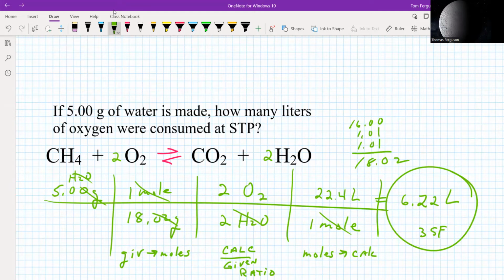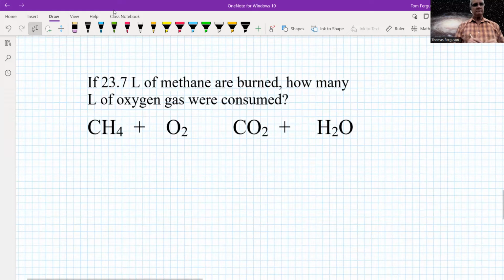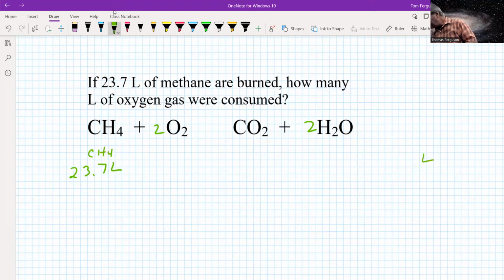I'm going to give you a little hint of what Tuesday is going to be like. Just another problem again. Balance the equation first. 23 liters of methane is given. We want to know liters of oxygen.